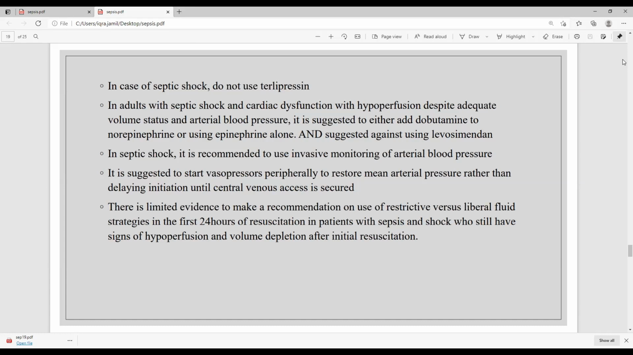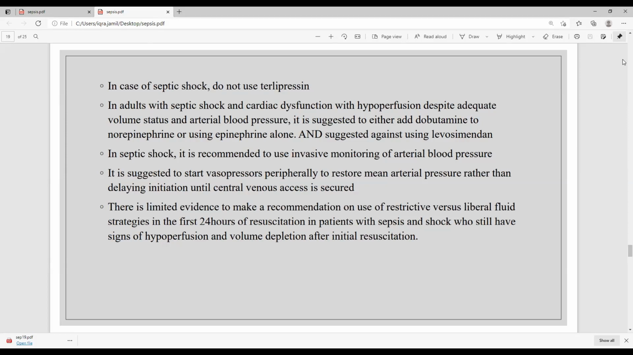Levosimendan is a new inotropic agent which is used in cardiac failure as inotropic support. It basically acts on troponin C, the contractile apparatus, and increases the sensitivity of troponin C to calcium, and increases cardiac contractility and causes vasodilation. So it will not be given in sepsis and septic shock.